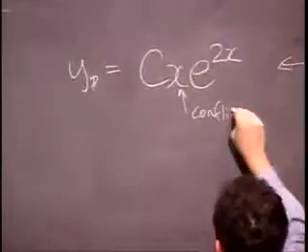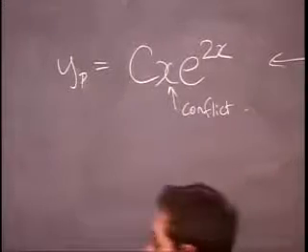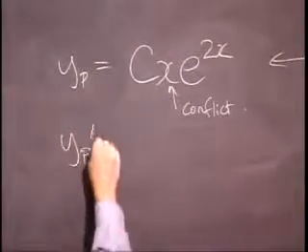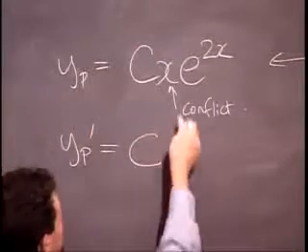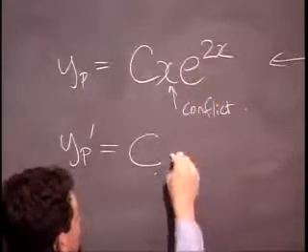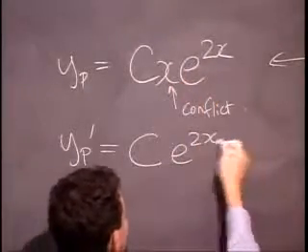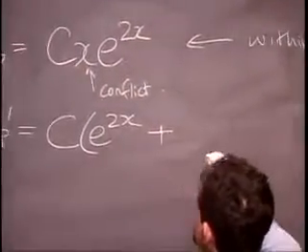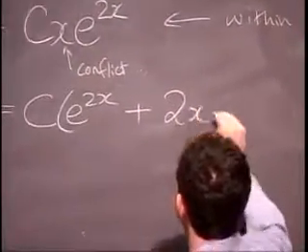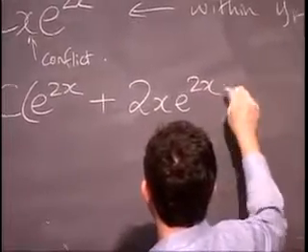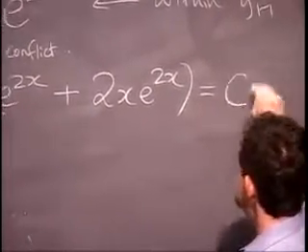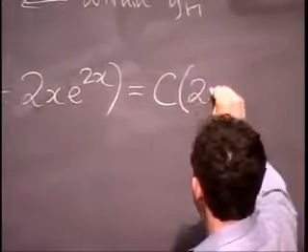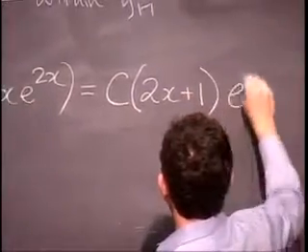This resolves the conflict. It also means we have to use the product rule, so let's do it. Yp prime is c times e to the 2x times the derivative of x, plus x times the derivative of e to the 2x. So it's 2x e to the 2x, which I'll write as c times (2x plus 1) e to the 2x.